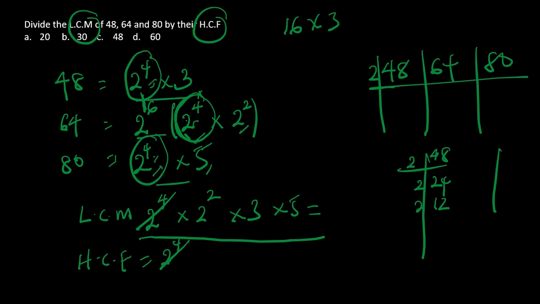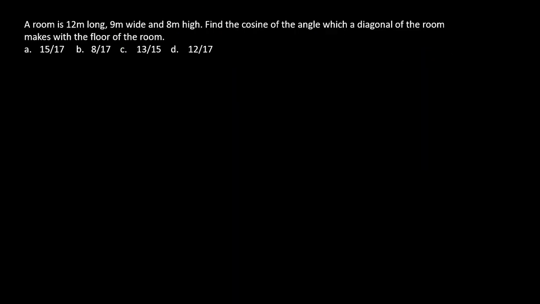Our final answer is going to be this, which will give us what? 2 raised to the power of 2 is 4, 4 times 3 is 12, 12 times 5 is 60. So my answer is D, 60. We'll move to the next question.